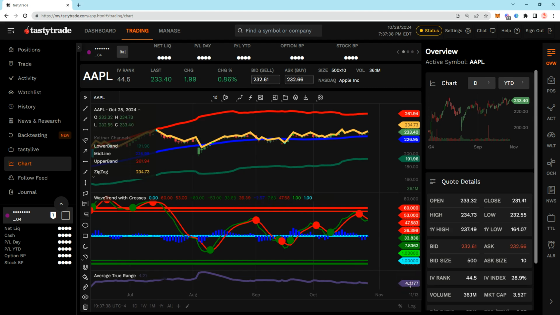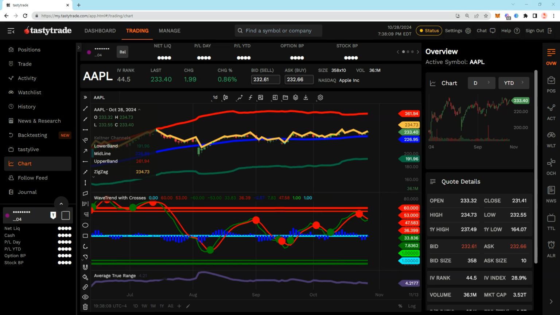Okay, remember that 4.21. That means that Apple moves on average in the last 14 days an average of $4.21. Up down, doesn't matter. They move about $4 a day. That's what they have done in the last 14 days. Why is this important and how can we become rich selling options on Apple with this information?